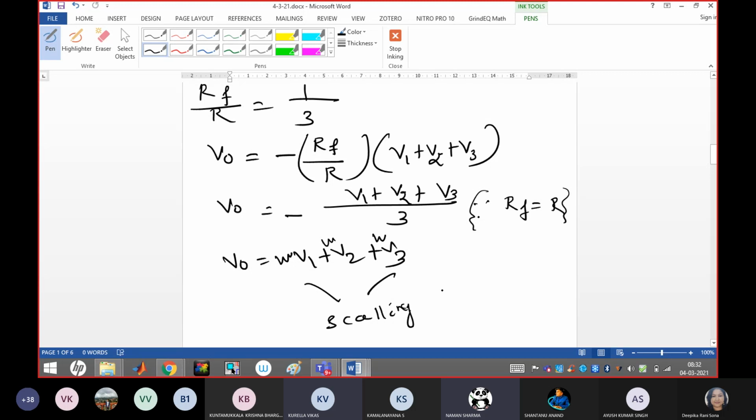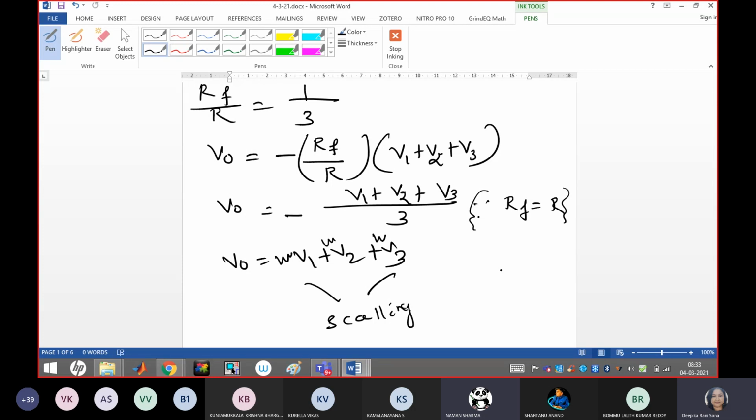Ma'am, why have you written RF equals to R? It should be like n RF equals to R, no? No. In this equation directly we are taking RF by R. So what will you conclude from this final equation? If you write the definition from this final equation only, you will write: average of all the input voltages taken together, right? Yes, ma'am, but what is the logic behind how we came to RF equals to R?